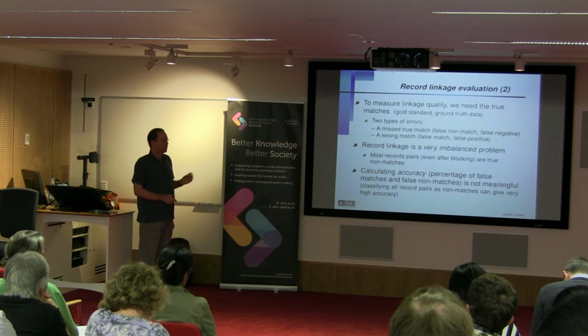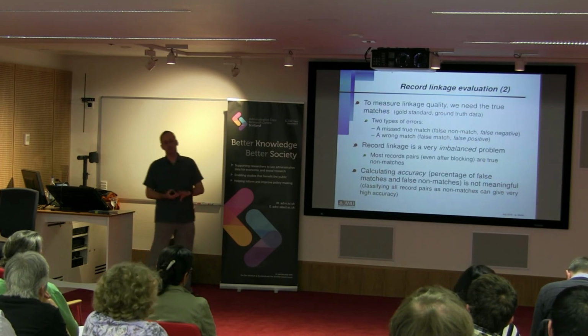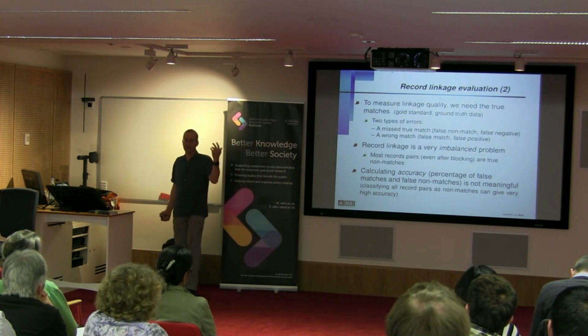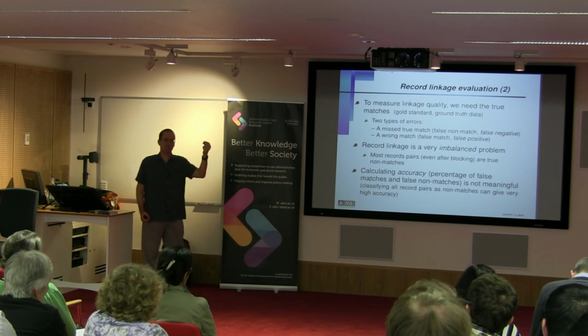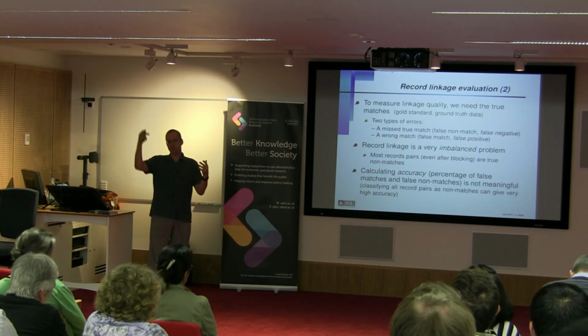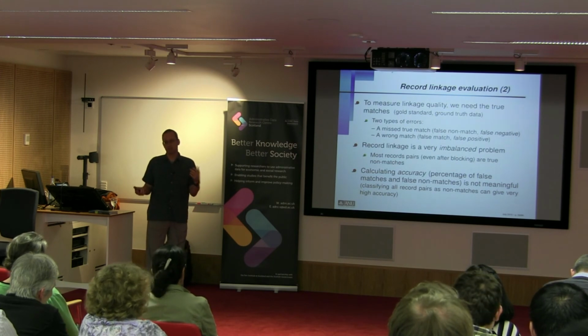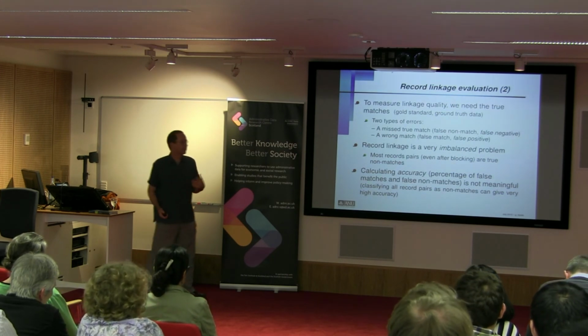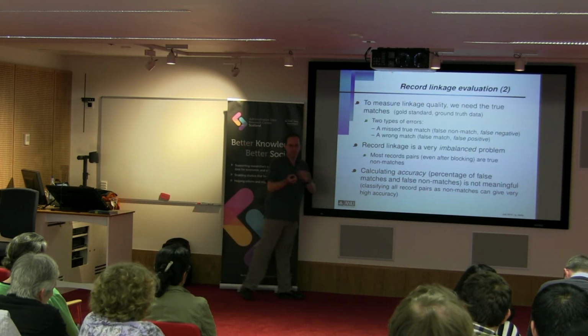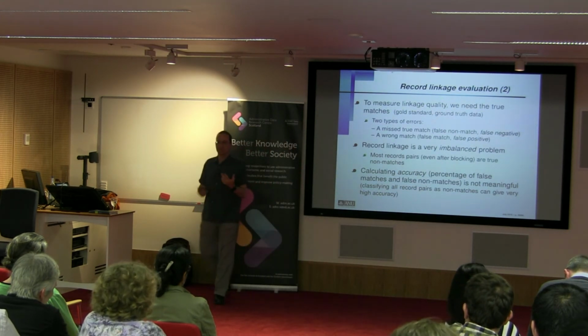Even after blocking, it's not unusual to have a class imbalance of 1 to 100. That you still have, for every match in the records which we compare, 99 or even more non-matches. It's still very imbalanced. And many machine learning techniques that learn the characteristics struggle with such imbalanced class distributions.